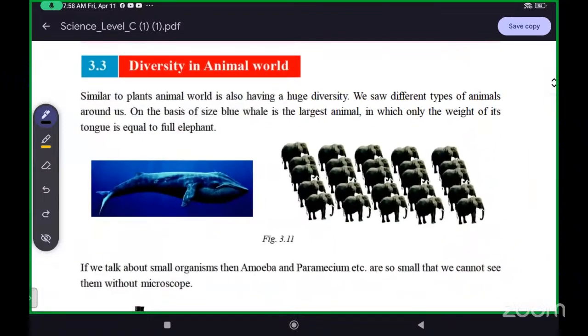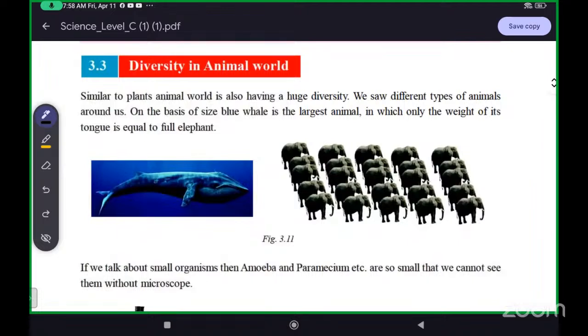Okay. Now, till now we talked about the plants. Now we have animals. Now, diversity in the animal world. Similar to plants, we know that animals also have a huge diversity, meaning different types of animals are there. We saw different types of animals around us. On the basis of size, the blue whale is the largest animal, in which the weight of its tongue alone is equal to a full elephant. Whales are considered the largest animals on the planet, especially the blue whale.